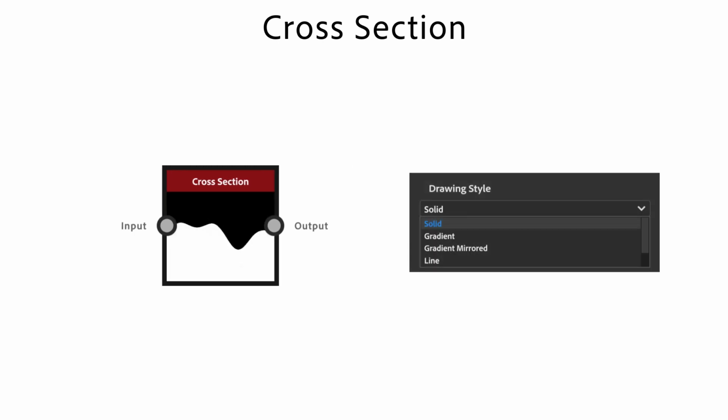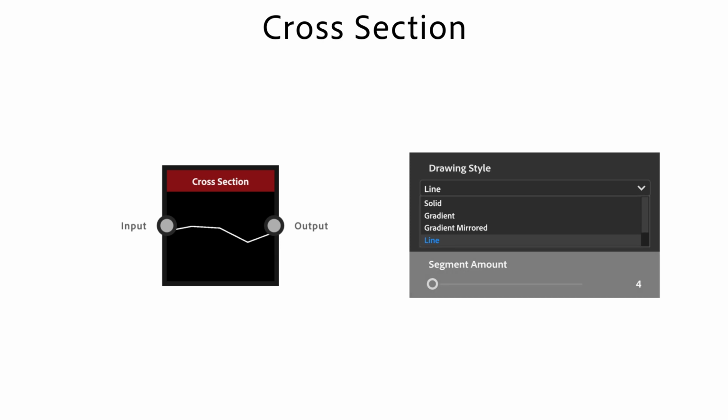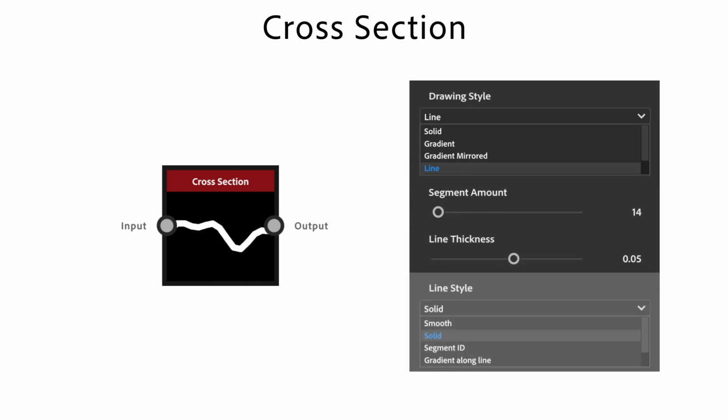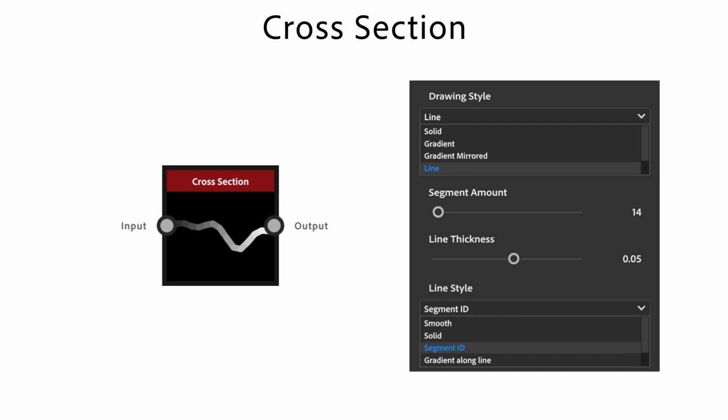Use drawing style to switch between different styles, from filled shapes over gradients to solid lines. Segment amount lets you define the smoothness of the line by controlling the segments. Thickness controls the thickness of the line. Line style lets you choose coloring and falloff of the line.